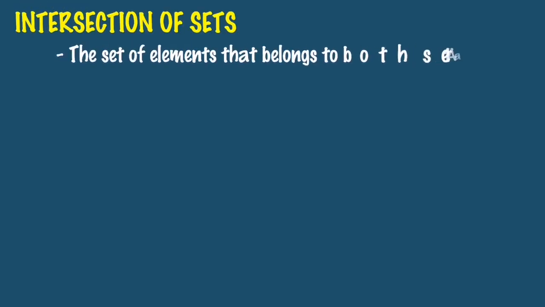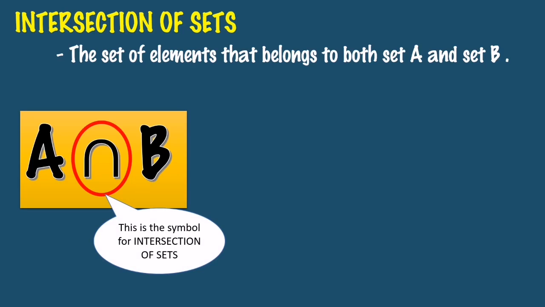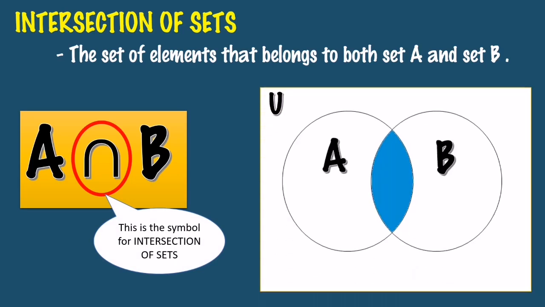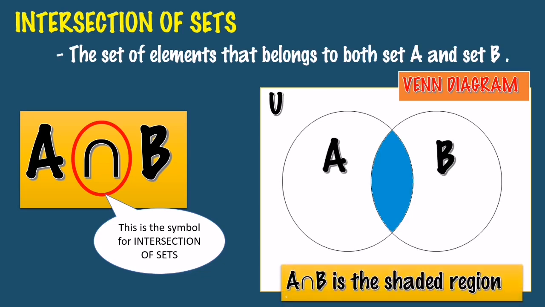When we say intersection of sets, it is the set of elements that belongs to both set A and set B. This is how we write intersection of sets in notation form, and this one is the symbol for intersection of sets. Again, if we are to illustrate intersection of sets using Venn diagram, A intersection B is the shaded region.